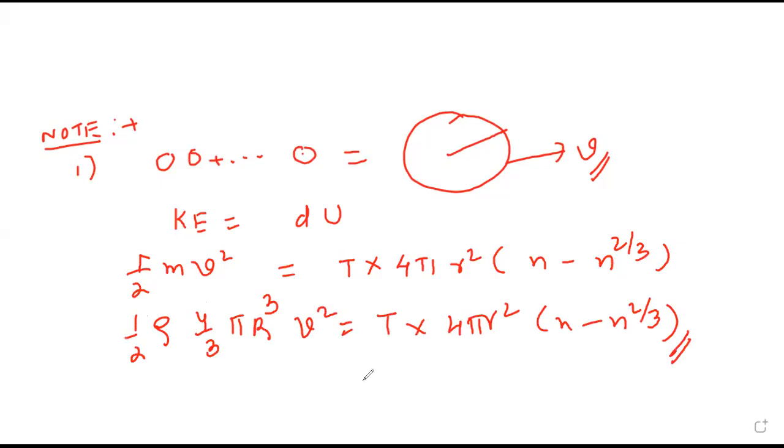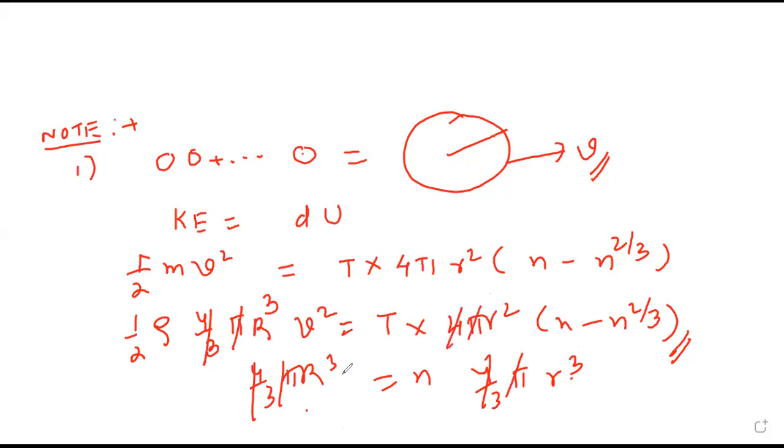Yes, follow till this. Now capital R we don't know. We know small r. Any relation between capital R and small r? 4 by 3 pi R cube is n times the volume of the smaller one, 4 by 3 pi r cube. So can I say R cube I can write n into r raised to 3? Can I?